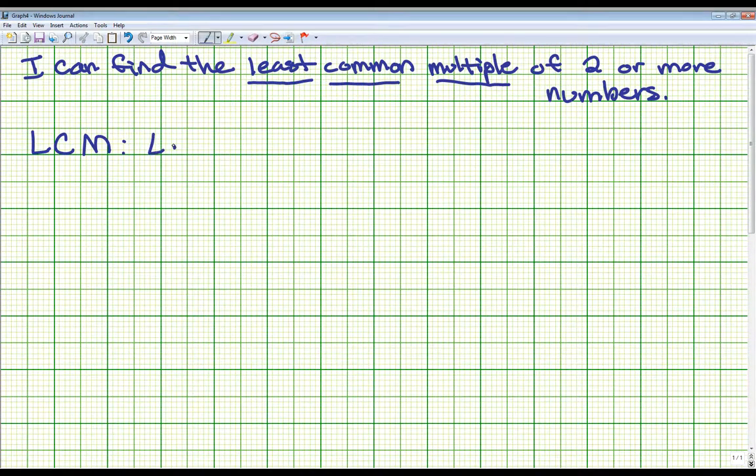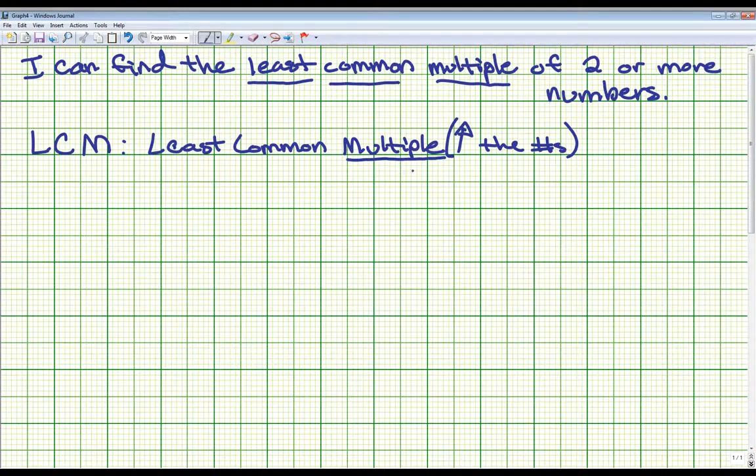So we're going to write out least common multiple. And because multiples and factors get kind of mixed up, we're going to underline multiple and we're going to show that it is above the numbers. Okay, so multiples are higher, factors are lower. That should be an E there. So we're going to get right to it and get to our examples.